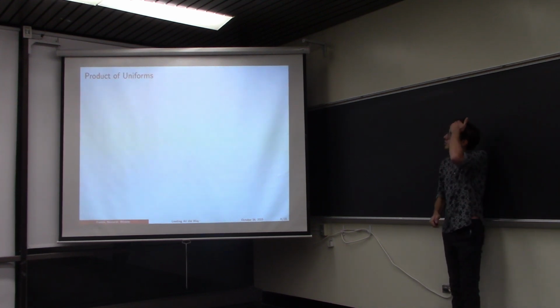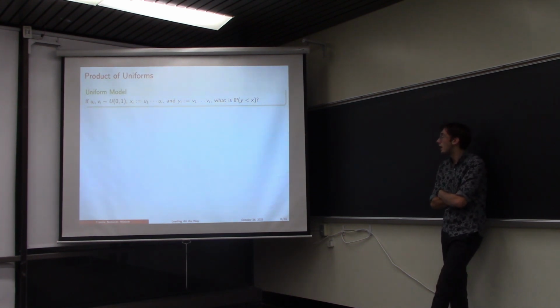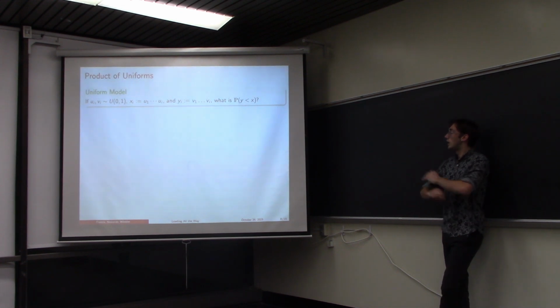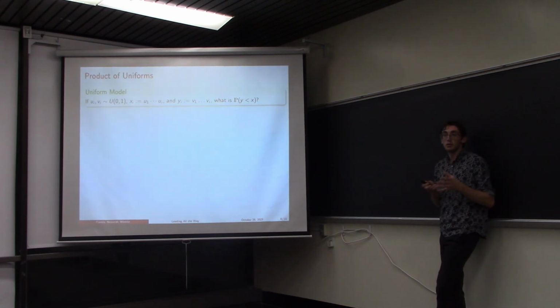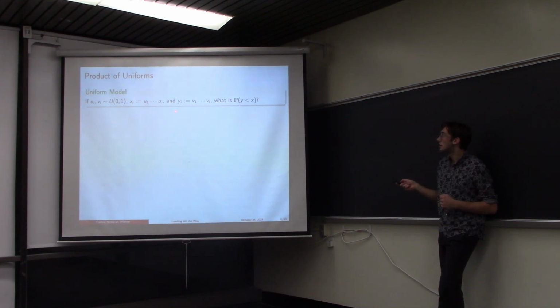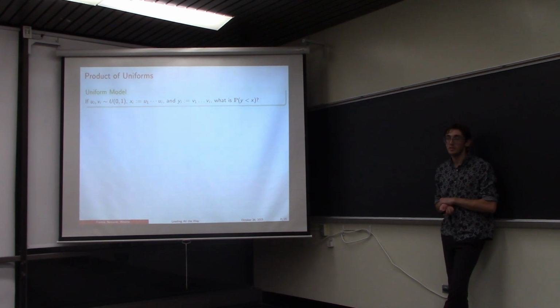Okay, so what's the next model? This is actually the model that we started playing with, and then we realized that there was so much more. We're going to take ui and vi to be uniform random variables on the interval 0, 1, and then instead of looking at partial sums, we're going to look at partial products. So the ith coordinate of x is going to be the product of u1 through ui, and same thing with the v's for yi. And then we want to ask again, what's the probability that x coordinate dominates y? Any guesses for this one?